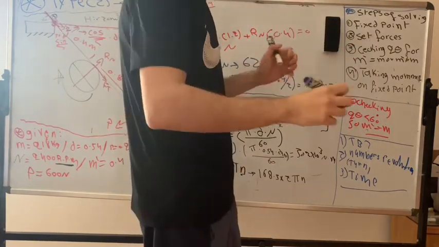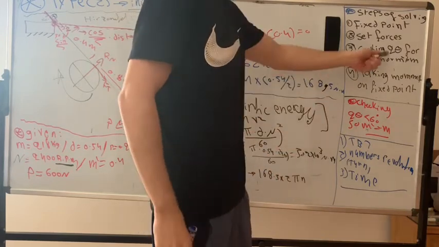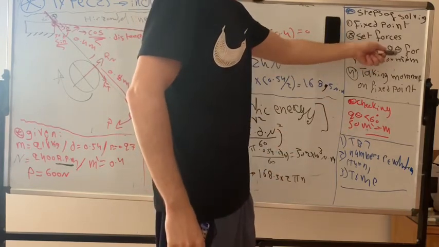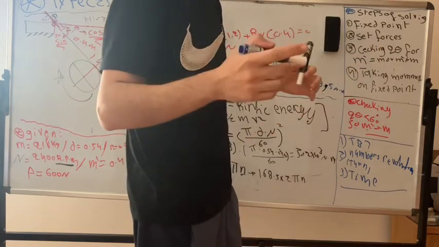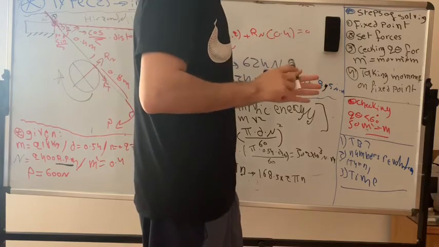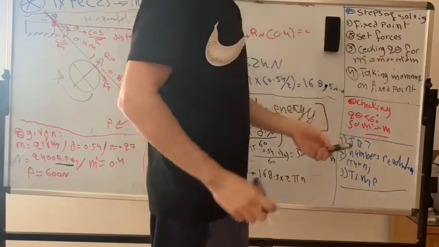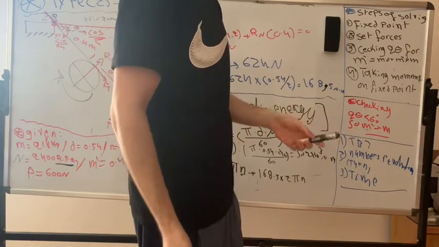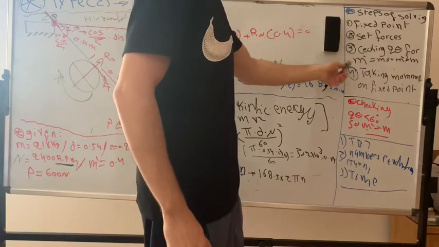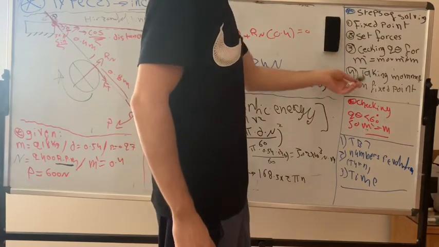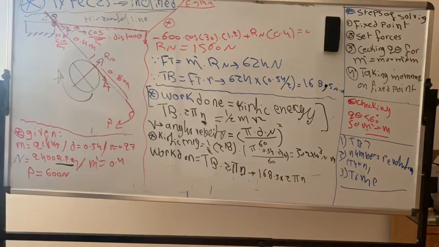You're supposed to distinguish between the m dash and the m with the specific angle of contact. You check the angle of contact. If it is bigger than 60, then m dash does not equal m, and you're supposed to use the equation for the m dash. If the 2 theta is less than 60, they are equal. The last step is taking the moment at the fixed point. So let's go to our question.